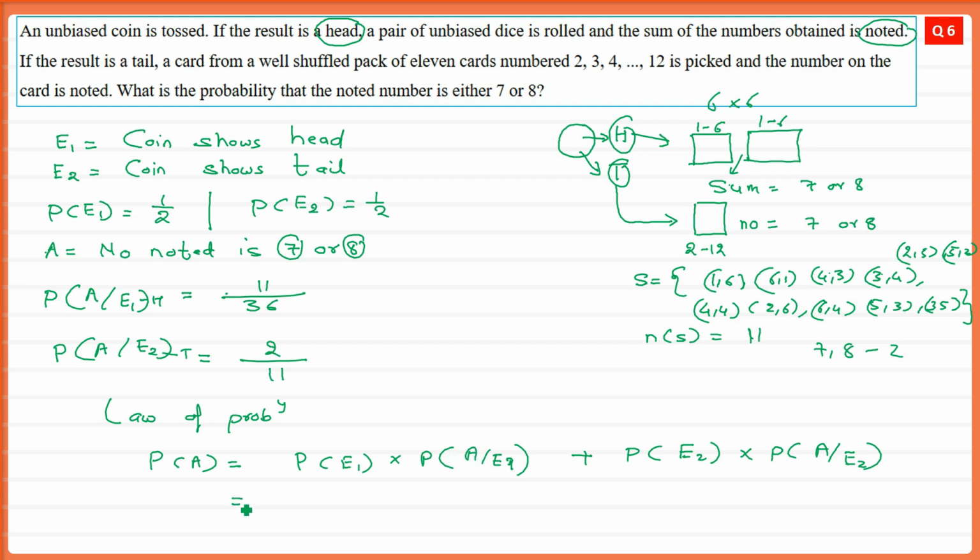So let's put in the probabilities which we have already computed. P(E1) and P(E2) are already half, which we discussed earlier. P(A|E1) has been computed as 11 by 36, and P(A|E2) has been computed as 2 by 11.